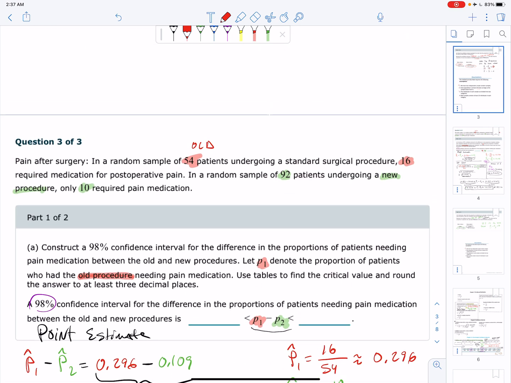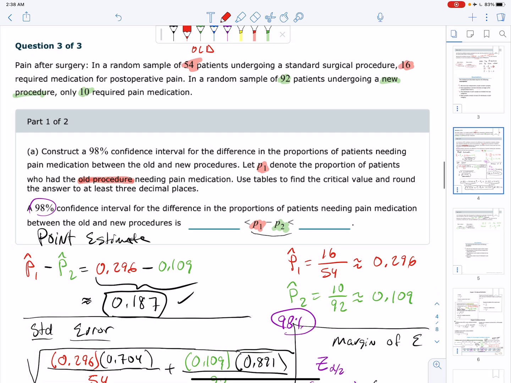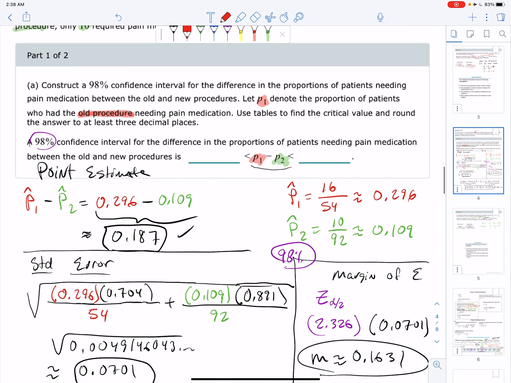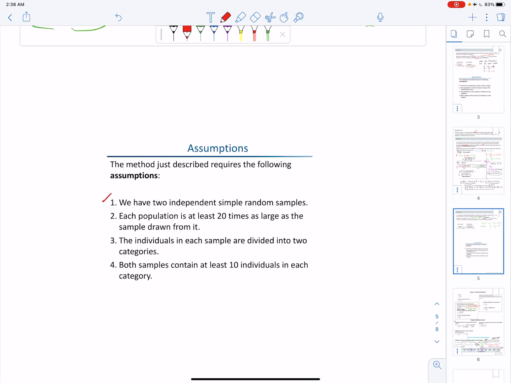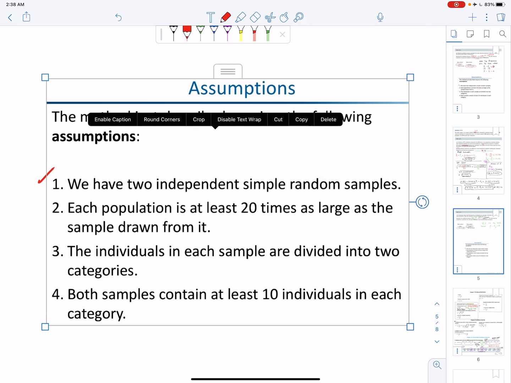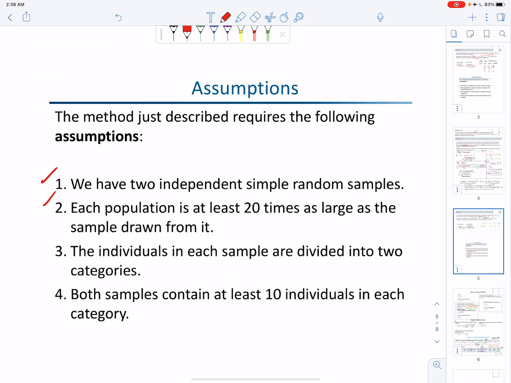So, like I said, this is sometimes kind of a little dicey to think about. Like, what was the population that we're talking about here? Construct a 98% confidence interval for the difference in the proportion of patients needing pain medication between old procedure and new procedure. So, if the population is everybody in the United States getting these procedures, yeah, the assumption holds. But like I said, that gets a little dicey, at least in my mind. They don't really hold us to it in the problem, but I just wanted to go through some of these assumptions.